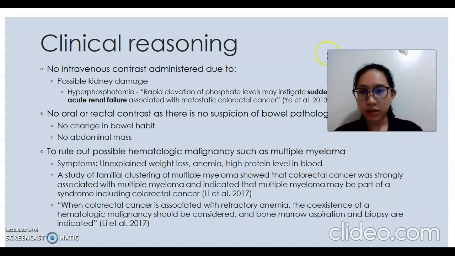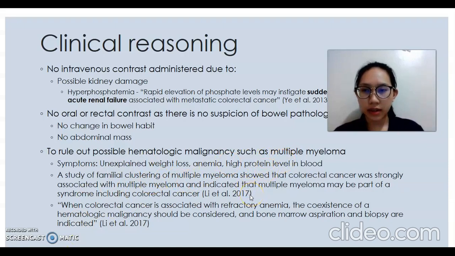Next, one of the reasons to perform CT abdomen on this patient is because we want to rule out possible hematologic malignancies such as multiple myeloma. And this is because the patient has symptoms that can be related to multiple myeloma, which are unexplained weight loss, anemia, and high level of protein in the blood.